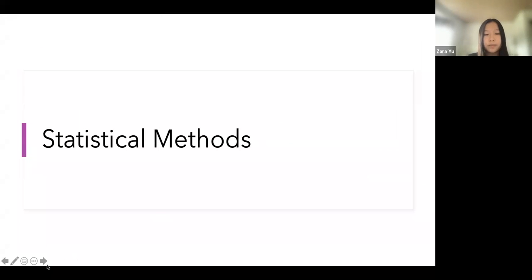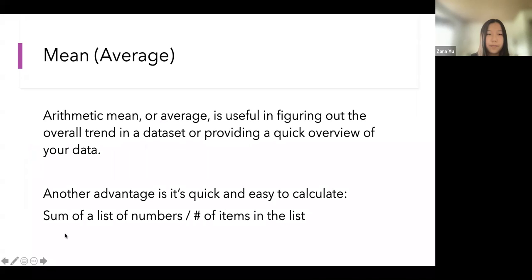Now we can talk about some statistical methods. So our first one that we can observe is mean or average. So arithmetic mean is called average, and it's useful in figuring out the overall trend in a data set or providing a quick overview of your data. So you've probably all learned how to calculate mean in some of your math classes, but if you didn't know, it's just the sum of a list of numbers divided by the number of items in your list.